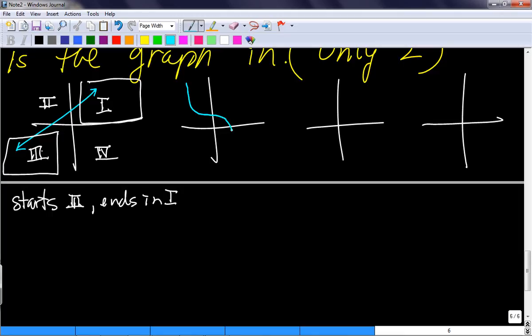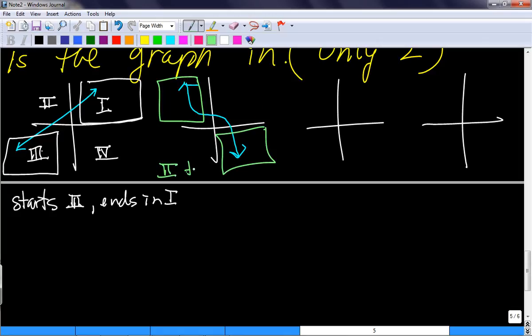Here's a cubic function. Okay, that's the cubic shape. So which quadrants for this one? What are the two quadrants that they extend into? Quadrant 2, yeah, 2 to 4. So quadrant 2 to quadrant 4.